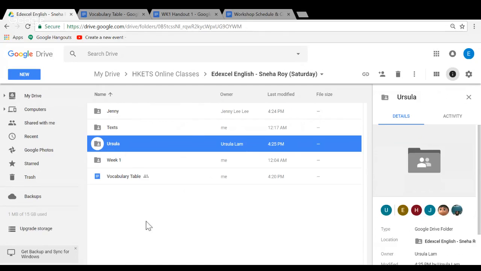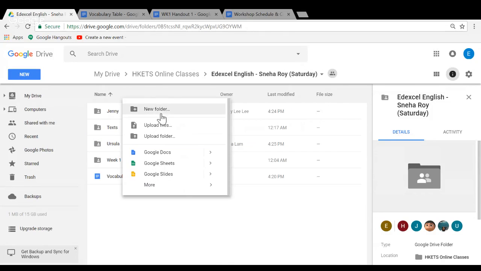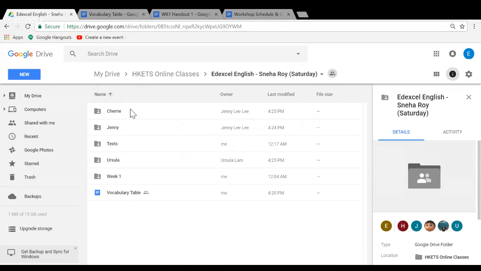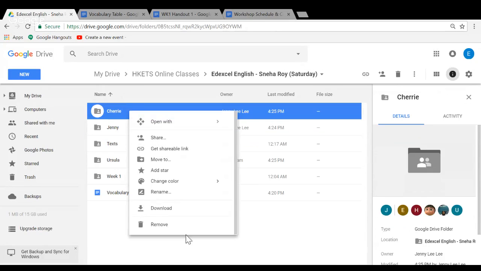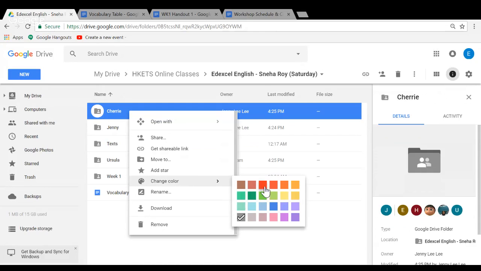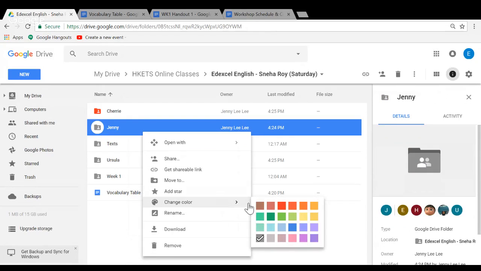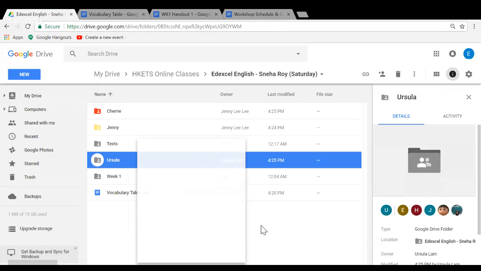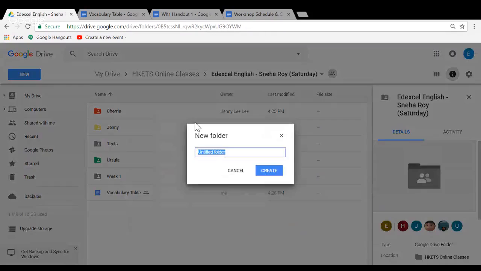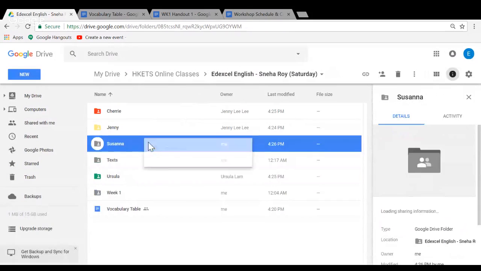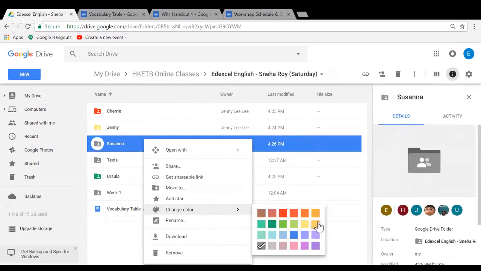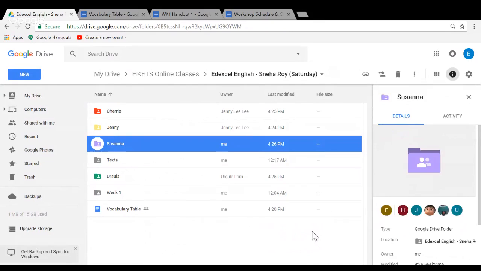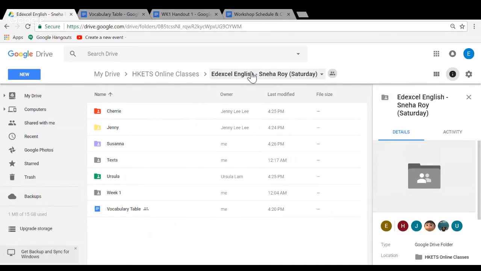Oh, you've already made one first. Well, nice. Okay, so we're missing Cherry. We have Cherry. Okay, Cherry, you can be red. Jenny, you can be, ooh, I like that yellow. Ursula can be green. And I'm missing Susanna. Susanna, I'm making your folder. Okay. And Susanna, can everybody at least see the folders? Yeah? Cherry, can you? Google Drive, Edexcel English.